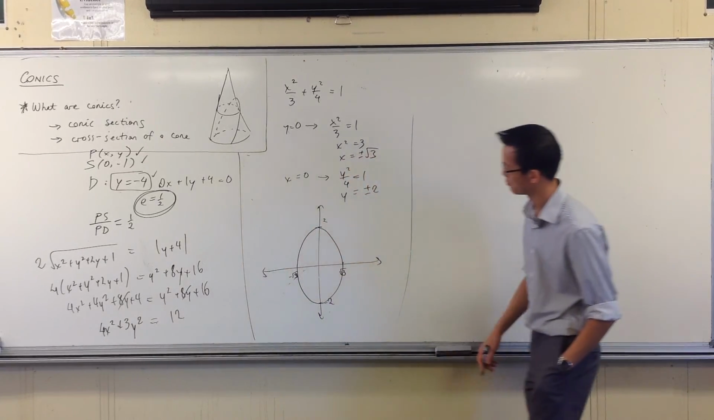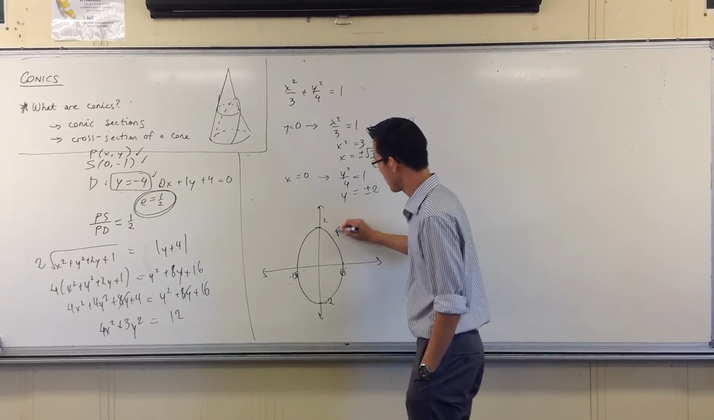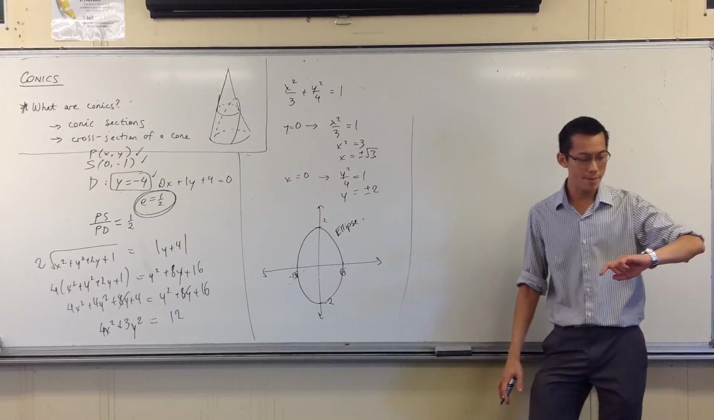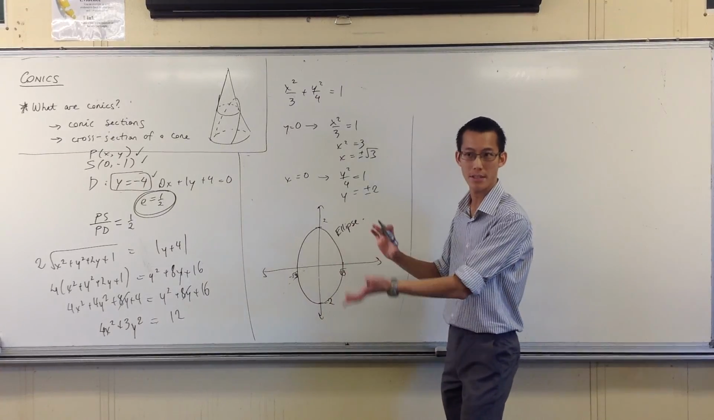I was doing so well, and then I just lost my point. Anyway, so there you go. It's an ellipse. Now, I'm pretty much going to stop there, but I'm going to put some labels onto this, because we need to be able to describe this in some way.